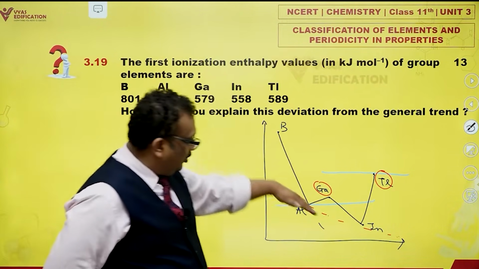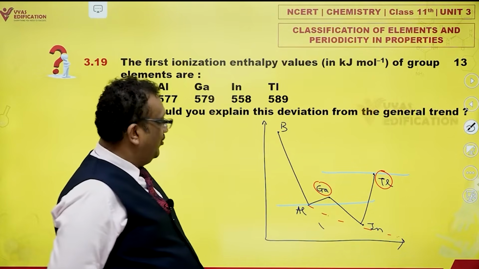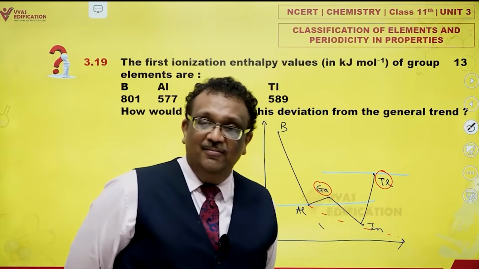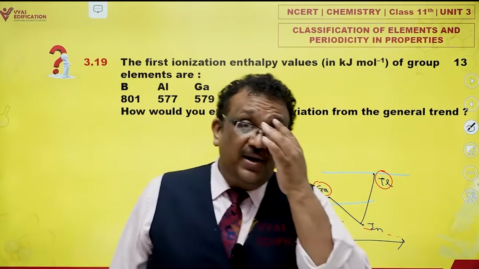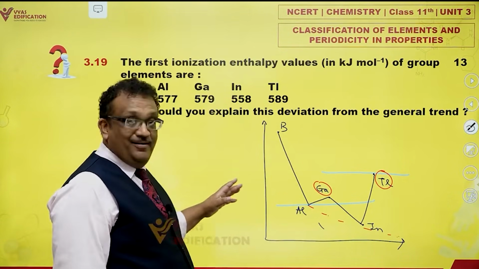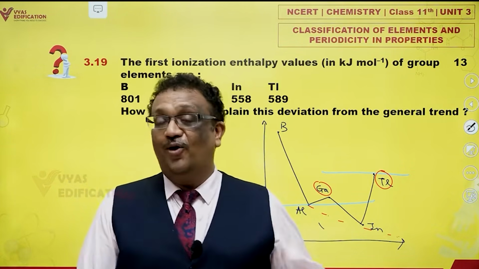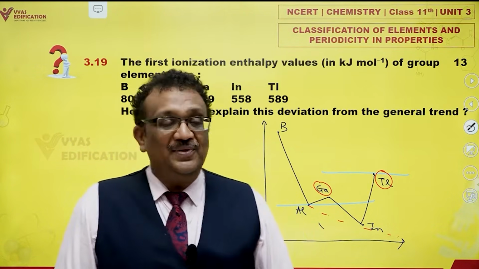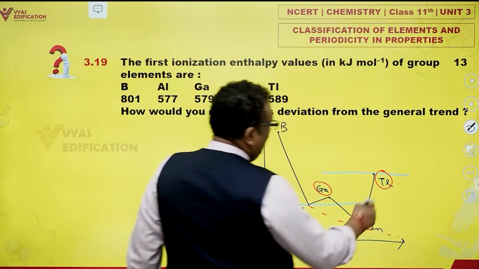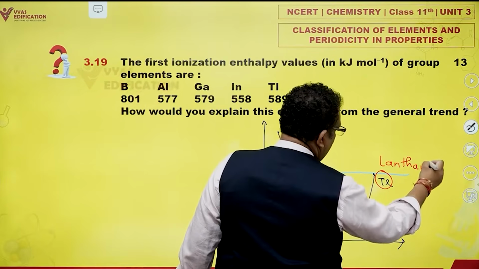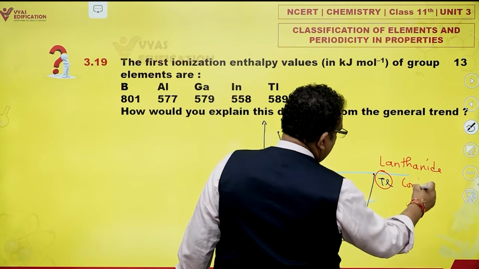The general trend is that down the group it should decrease. It is decreasing for boron, aluminium and indium. The problem is with gallium and thallium. How do we explain this? The explanation lies in the appearance of D block and F block for the first time. In case of thallium, it is what is called lanthanoid contraction.